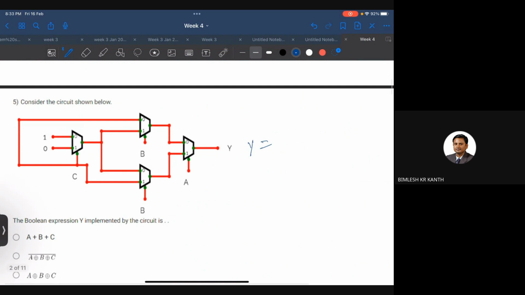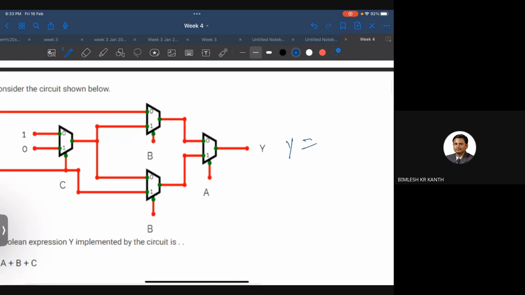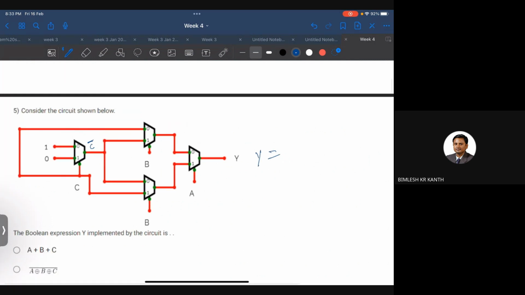Okay, so you can see that here is C and this is C. So what will give here? It will be C bar, right? Correct? Everyone got this? What does the symbol mean? This is a 2 cross 1 multiplexer. We have written it like this. This is a 2 cross 1 multiplexer.